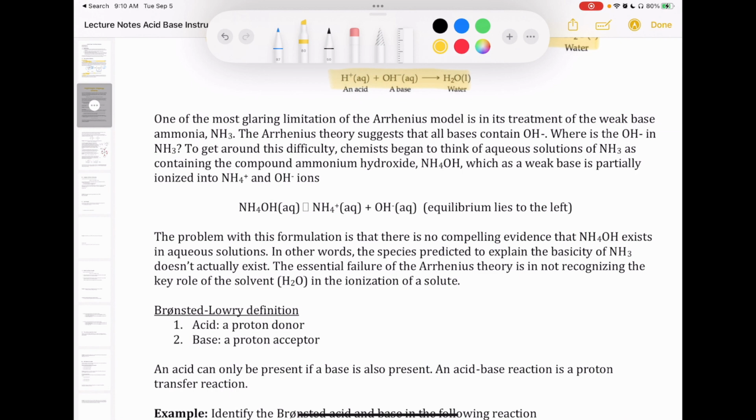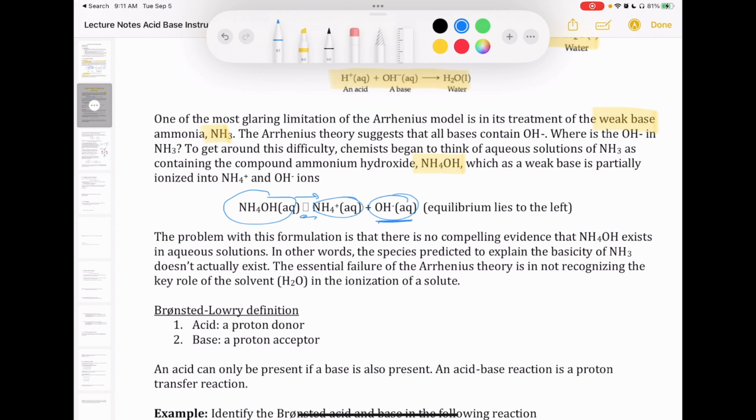There is a major problem with the Arrhenius model, which is that it can't really deal with the presence of weak bases where there is no hydroxide present. An example would be ammonia, NH3. In the Arrhenius theory, all bases have to contain hydroxide, but ammonia doesn't. So how do we explain that ammonia acts like a base, neutralizes acids, and so on? The chemists at the time thought that perhaps it's not ammonia that exists in water, but ammonium hydroxide, which has the formula NH4OH. That would explain why it's a base, because NH4OH can break apart into NH4+ and OH-, and OH-, of course, is the Arrhenius characteristic of a base.